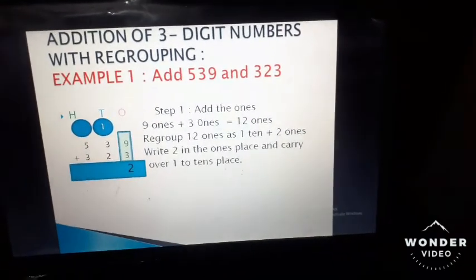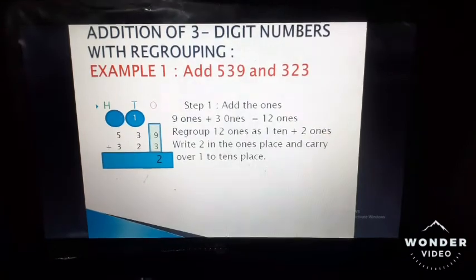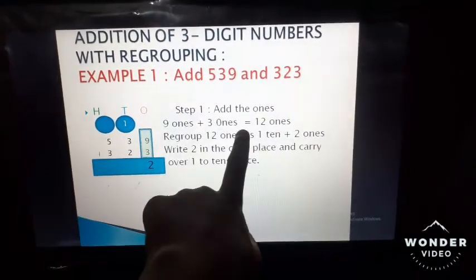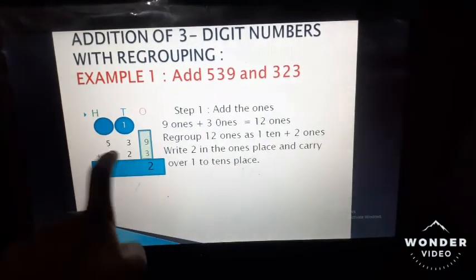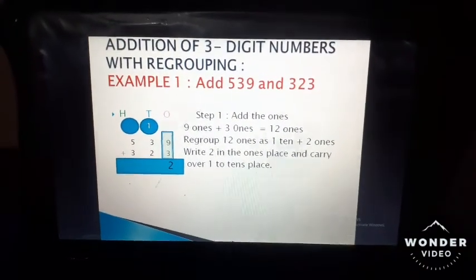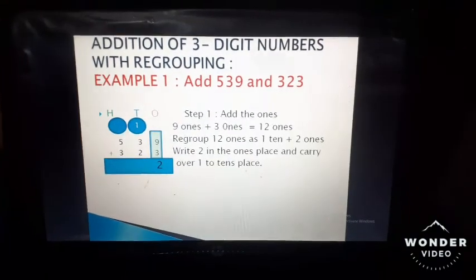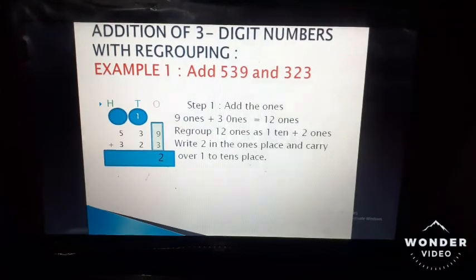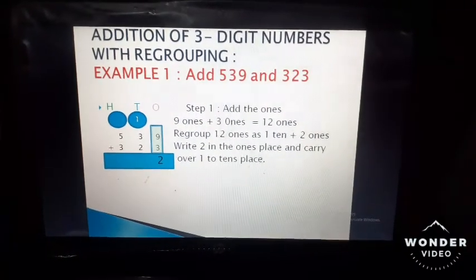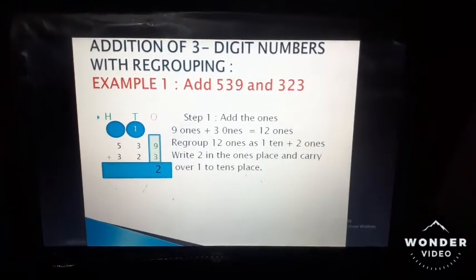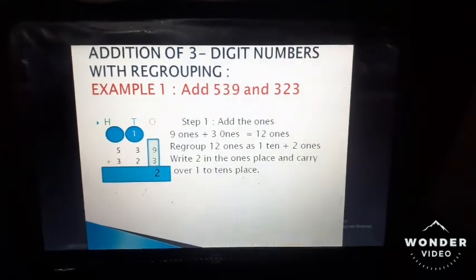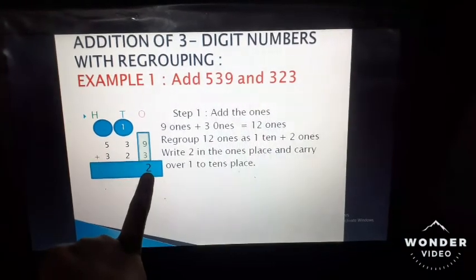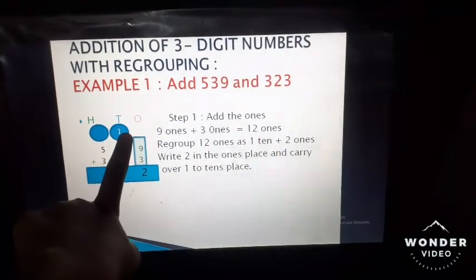So step number 1, add the ones. So I will add all the ones. 9 ones plus 3 ones. In 9 ones, I will keep 9 on my head and open 3 on my fingers. Now I will count on these 3 fingers after 9, that is 10, 11, 12. So my answer is 2. I will place 2 here and 1 will be carry over.